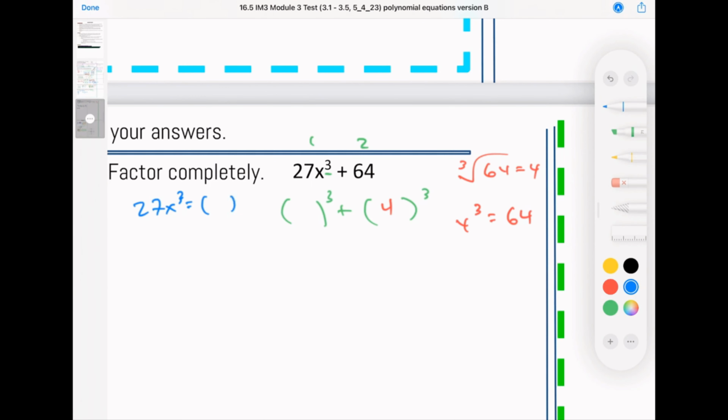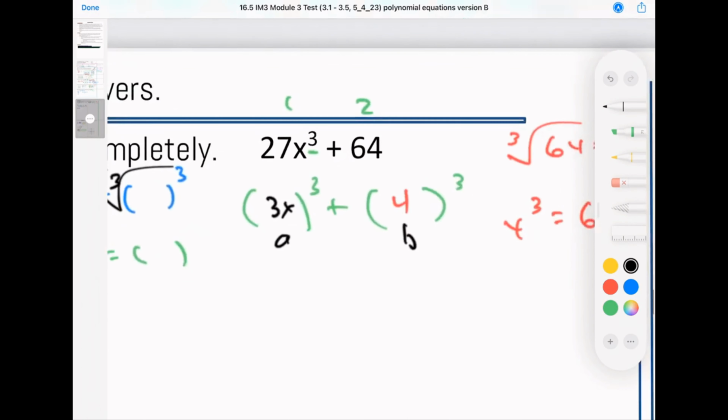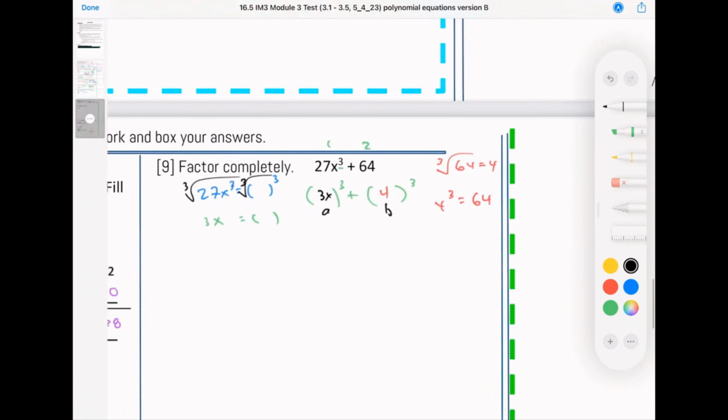What am I going to put into this parentheses here? So you can just do cube root, and you'll get 3x. So I'm going to put a 3x. This is my A, this is my B. 3x times 3x times 3x equals 27x cubed, and 4 times 4 times 4 equals 64.